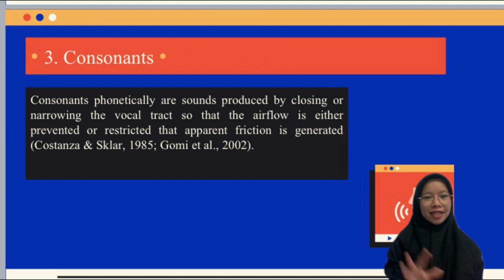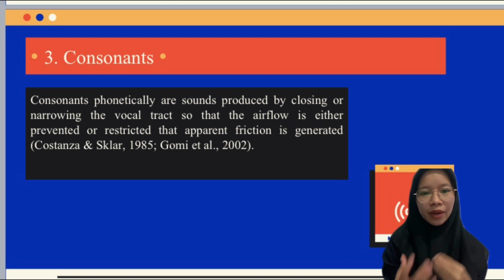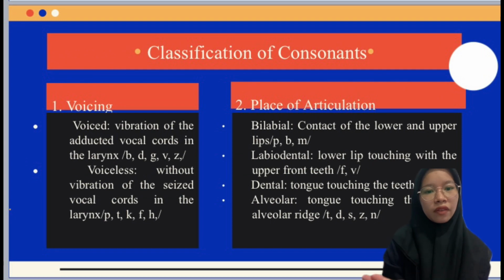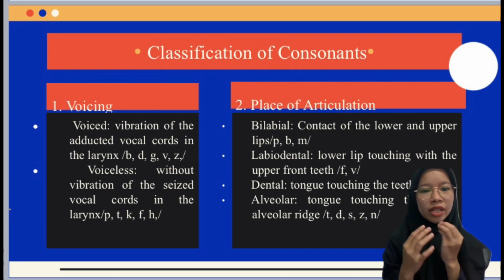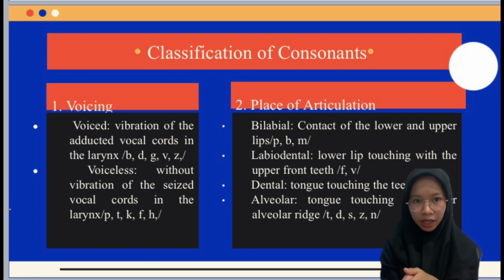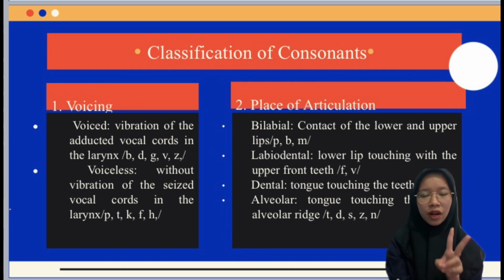And the third point is consonants. Consonants, phonetically, are sounds produced by closing or narrowing the vocal tract so that the airflow is either prevented or restricted, so that apparent friction is generated. There are classifications of consonants. The first is voicing. Voicing in consonants refers to whether or not the vocal cords vibrate during the production of a particular consonant sound. So there are two types of voicing.